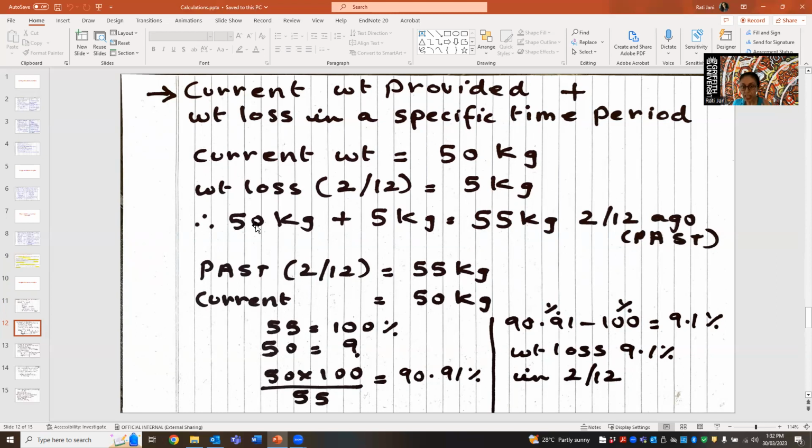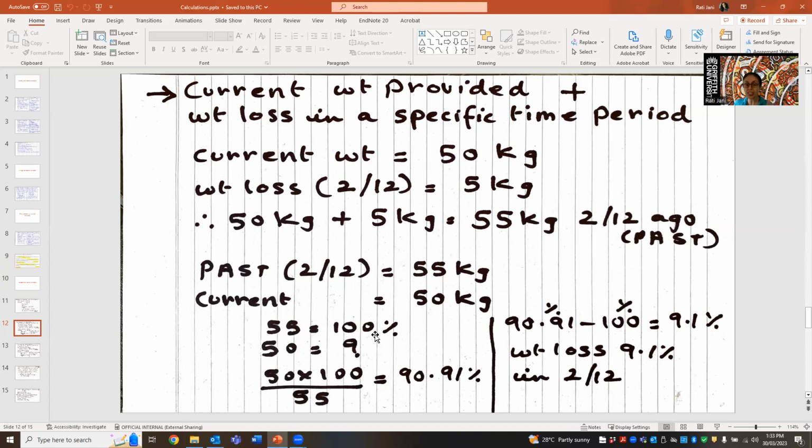Then you take 50 kgs and you take this 5 kgs, what he's lost. You add the current weight to the weight that has been lost, which will give you 55 kgs. So 55 kgs was the person's weight 2 months ago. So I hope that makes sense. Now you apply the same mathematics to this, which is cross multiplication. The past weight 2 months ago was 55 kgs. His current weight as of today is 50 kgs.